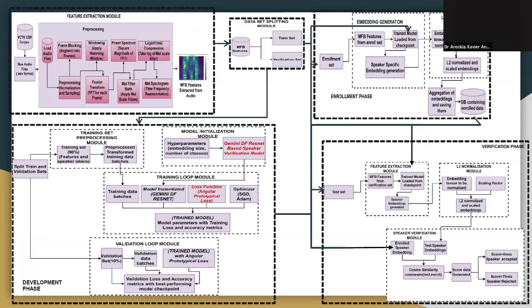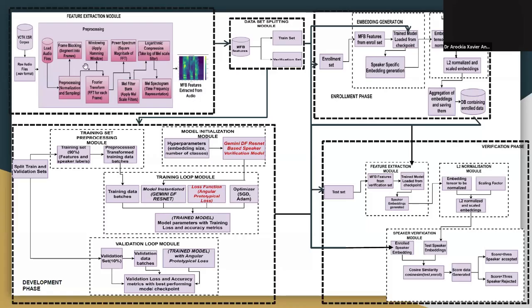So this is the diagram, the entire architecture system design for our work. You can see the feature extraction model. It uses the VCTK and CSTR corpus. The raw audio files in .wav format are loaded into our pre-processing, wherein the features are converted and given as MEL filter bank features extracted from the audio.